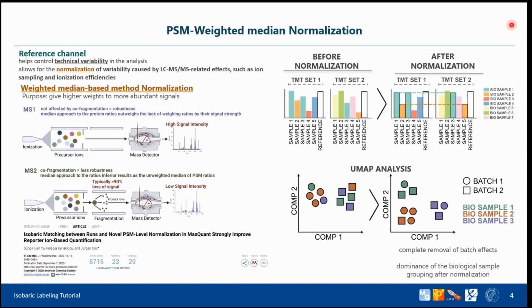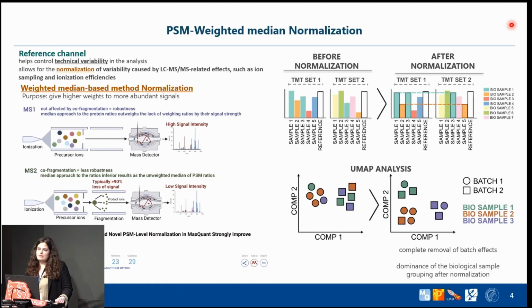Just briefly, the theory behind. We defined this PSM weighted median normalization to remove the batch effect that we have in our TMT datasets, because one of the disadvantages of MS2 and MS3 is exactly this batch effect. For that reason, in the last few years, in many labs, the idea was to define, in addition to the sample channels that you have in your TMT set, a reference channel.